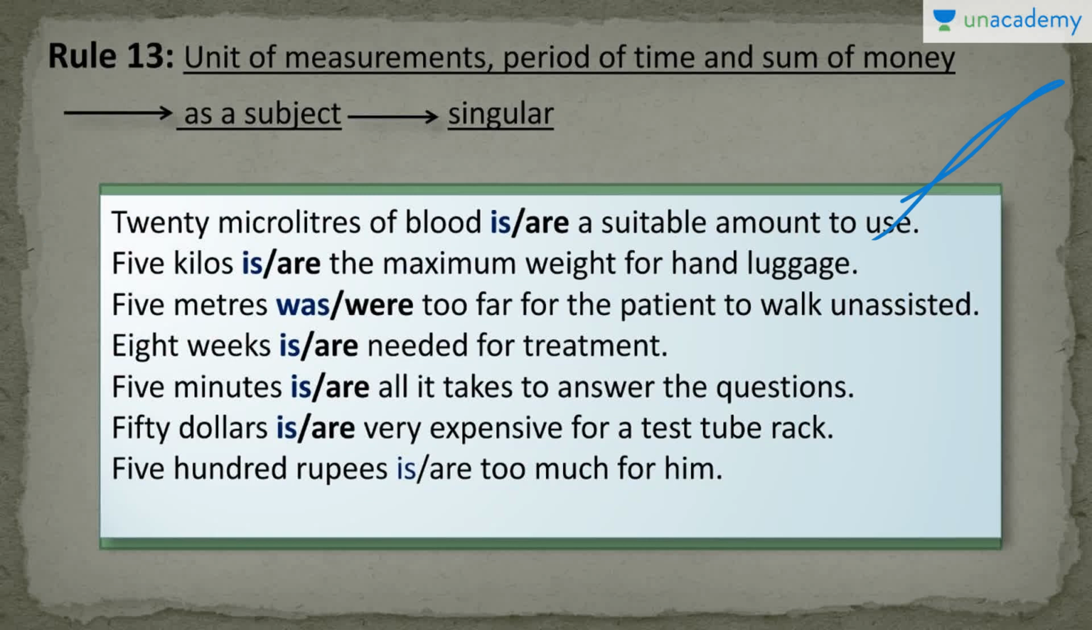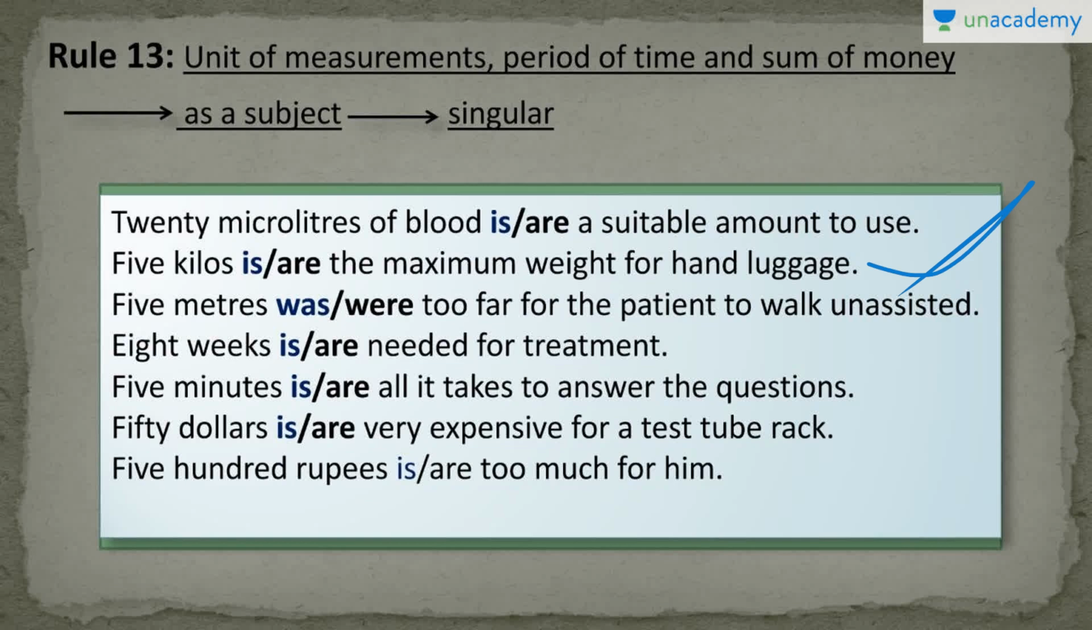Next, 5 kilos is or are the maximum weight for hand luggage. Now here you can see again this word kilos. It shows that it's a unit of measurement, and be it 1 or 5, it doesn't matter. As long as it's a unit of measurement and it is a subject, it will be considered singular only, and since this is singular, the verb has to be singular. Therefore, the correct sentence would be 5 kilos is the maximum weight for hand luggage.